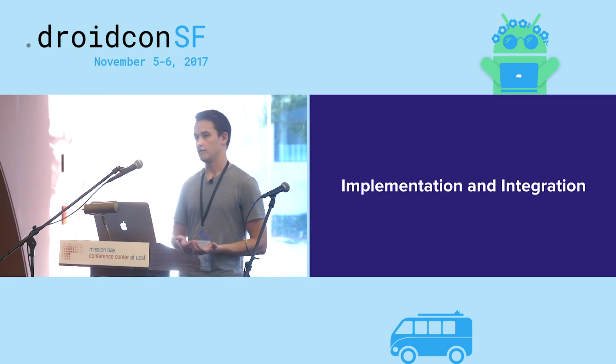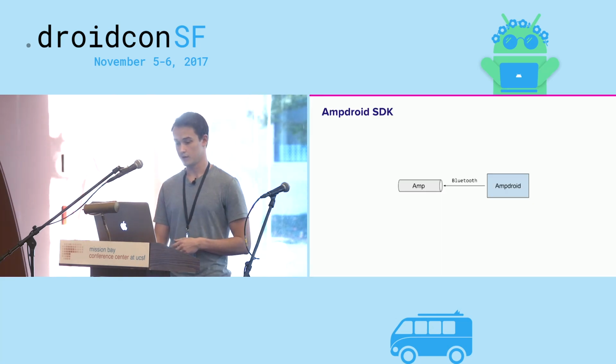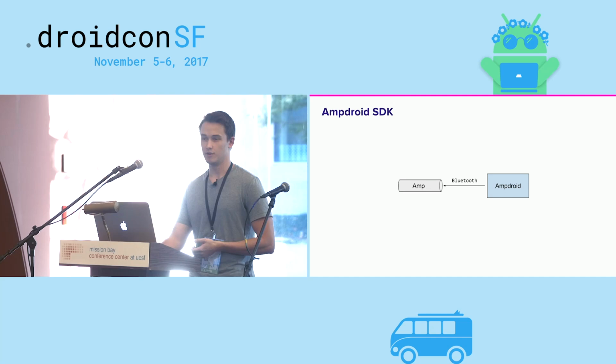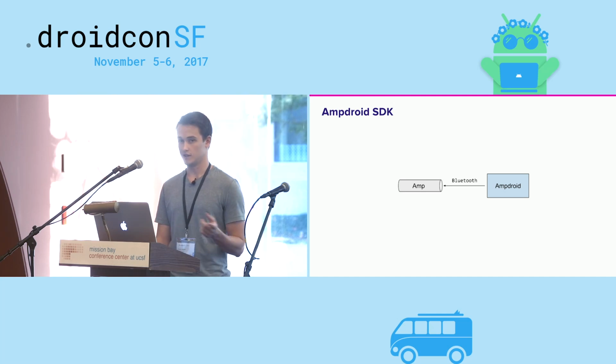So now that we understand how the hardware works, we can work on implementing this and integrating it into our app. The first thing we did was create an Amp Droid module. It's an Android module that we called Amp Droid, and the primary purpose of this SDK is just to interact with our Bluetooth device.